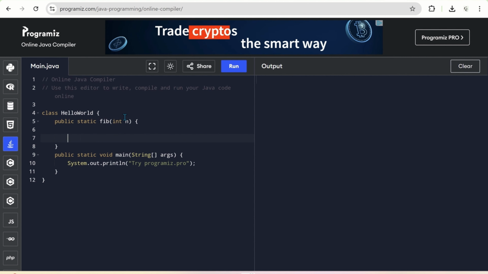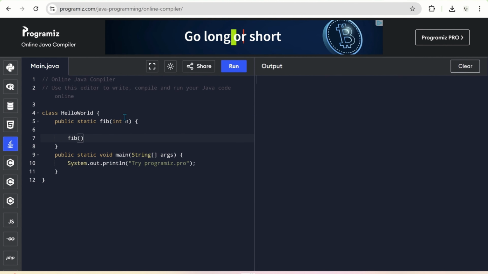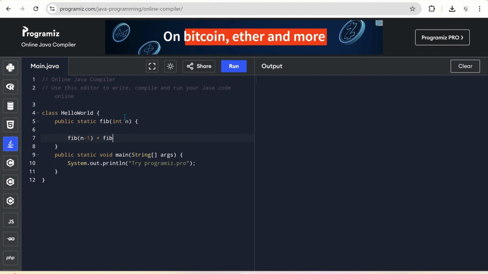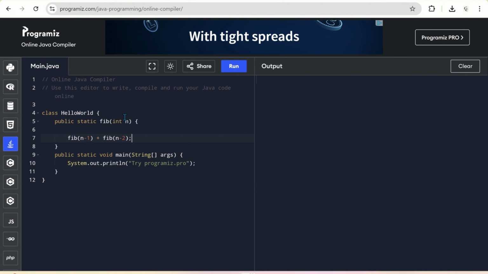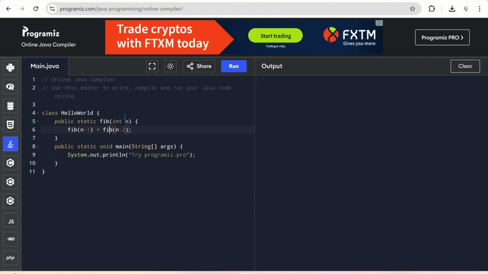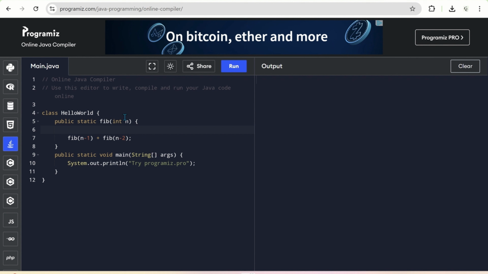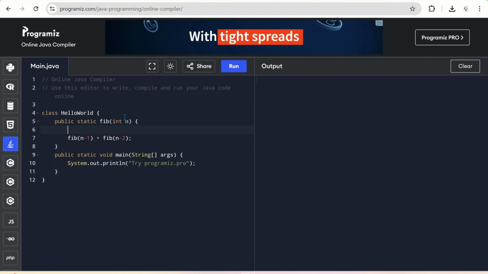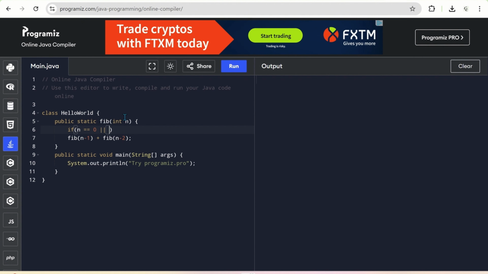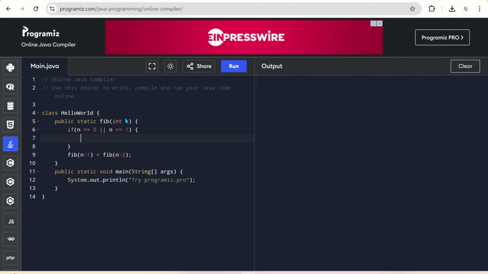Now, as we see, it is very simple: fib(n minus 1) plus fib(n minus 2). You just call the same function but with n as n minus 1 and n as n minus 2. And every recursive function should have a base case, right? So if n equals 0 or n equals 1, then simply return n. Otherwise, just return the sum. Now let's calculate it.